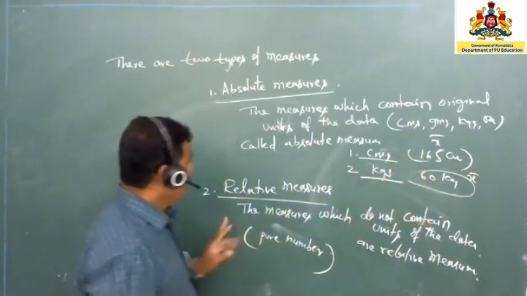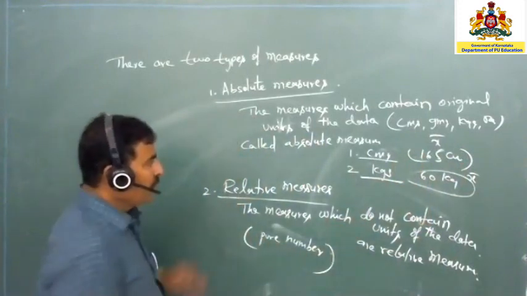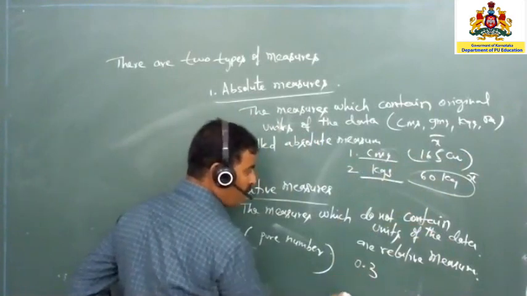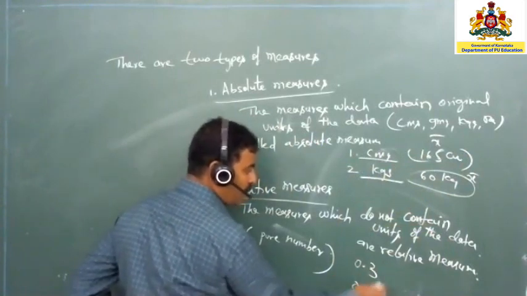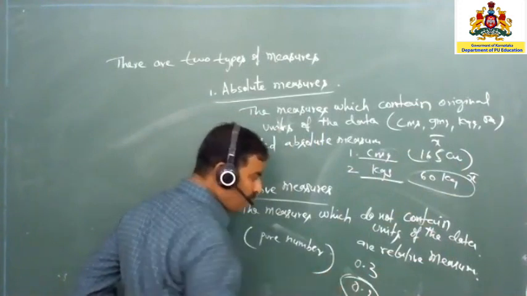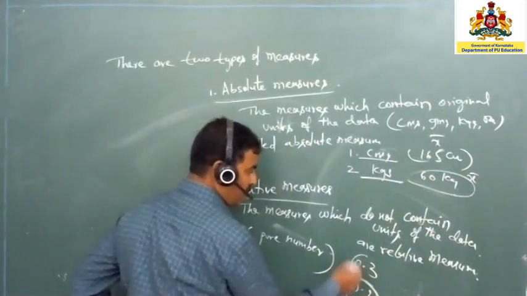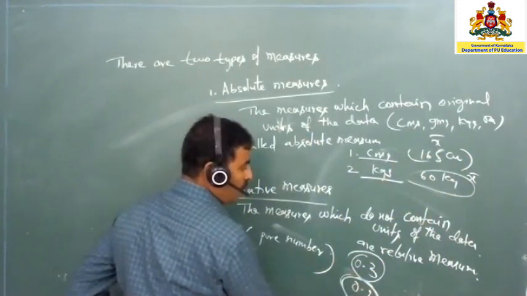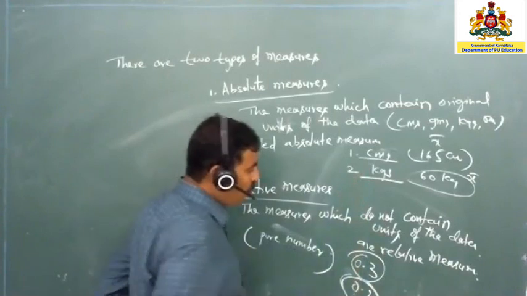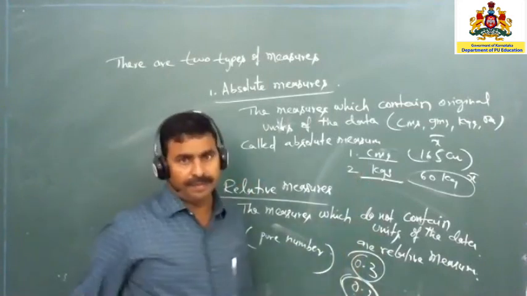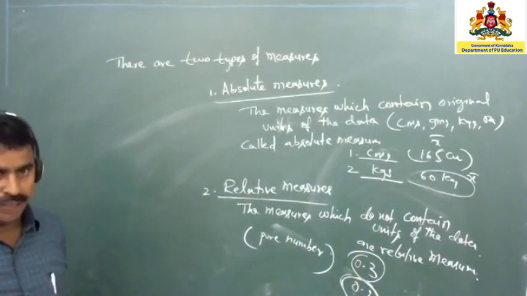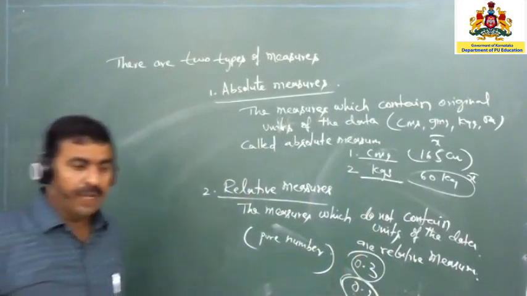And relative measures means even though the units are different, you will get, for example, 0.3 here and 0.2 there. In the case of measures of dispersion, the smaller value is more consistent. So the second data, the data related to kgs, is more consistent than the first data. So these are relative and absolute measures.